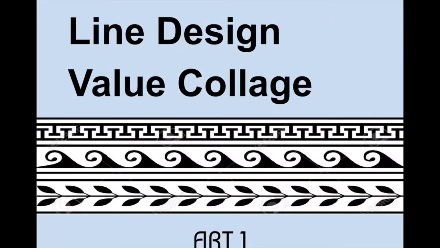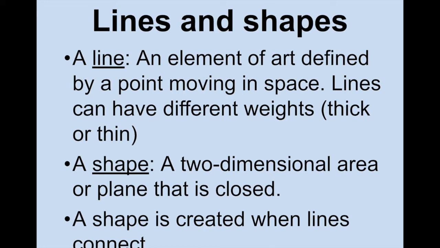Today we're going to talk about our line design value collage project in Art 1. Lines and shapes. A line is an element of art defined by a point moving in space. Lines have different weights, thick or thin. A shape is a two-dimensional area or plane that is closed. A shape is created when lines connect.